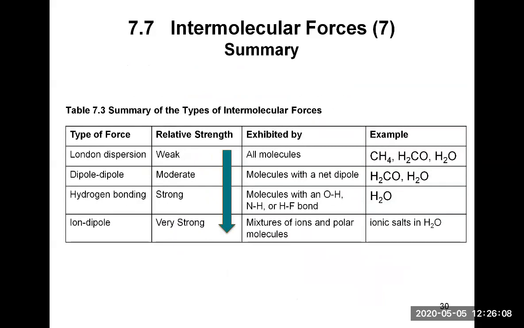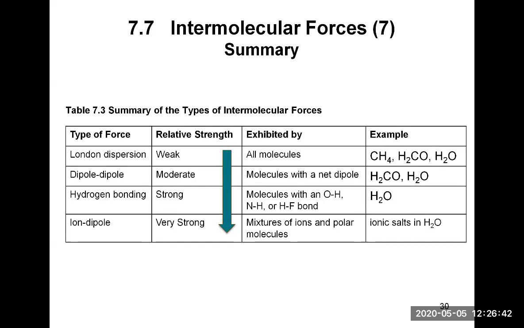The dipole-dipole molecular forces have a moderate strength, and they are only exhibited by molecules with a dipole. You need a net dipole, which means you need a polar molecule for this to occur. Otherwise, it's not possible. Non-polar molecules will not exhibit dipole-dipole interactions. So in our examples, only formaldehyde and water can experience dipole-dipole interactions.